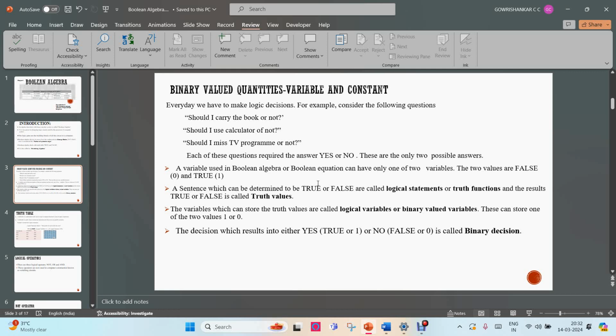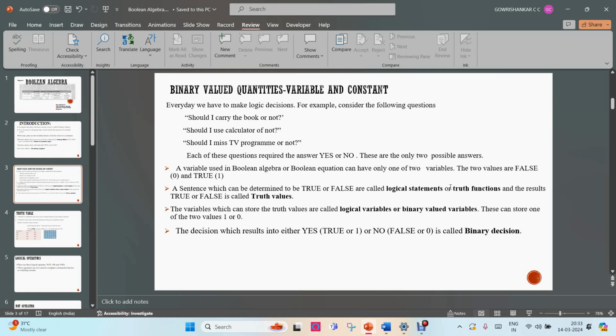Next, a sentence which determines true or false is called a logical statement or truth function. The result of true or false is also called a truth value. The variable which can store a truth value is called a logical variable or binary variable. It can store one of two values, 1 or 0: in true we store 1, in false we store 0.